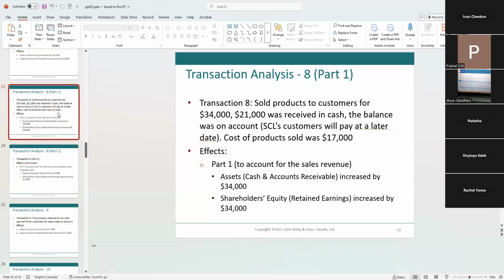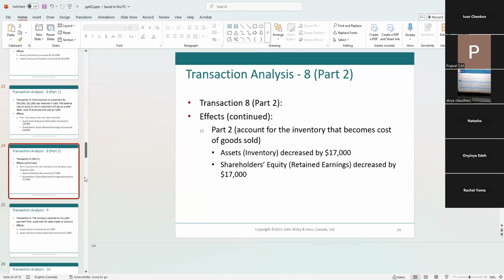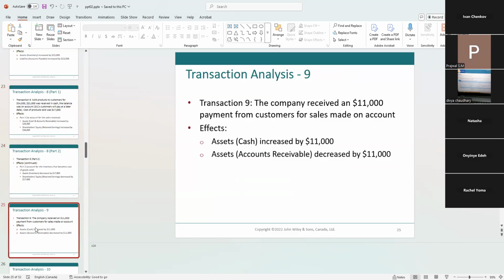Let's go with another one now. So here, again, asset cash increase, accounts receivable increase, revenue increasing, which is going to help our retained earnings. And then we have to show for the cost of the goods sold. We're going to decrease the inventory and the retained earnings, cost of goods sold, is going to go up. That will decrease the retained earnings. Next transaction.